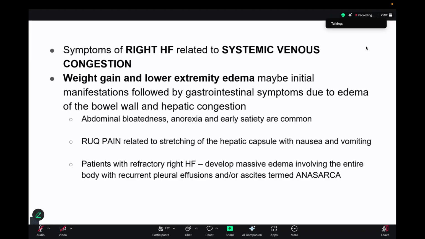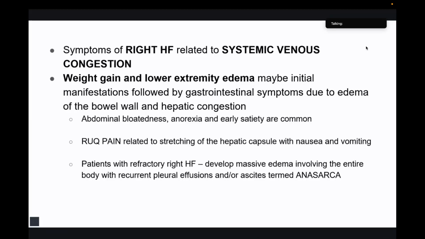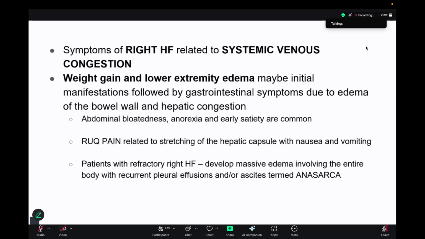The presence of right upper quadrant pain may be related to stretching of the hepatic capsule, and they can have nausea and vomiting. Patients with refractory right-sided heart failure can develop massive edema that involves the entire body with recurrent pleural effusions and/or ascites, and this is termed anasarca.